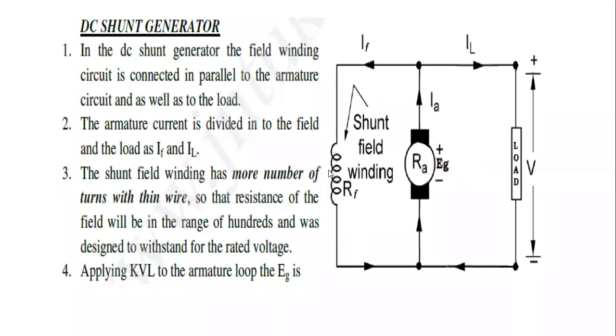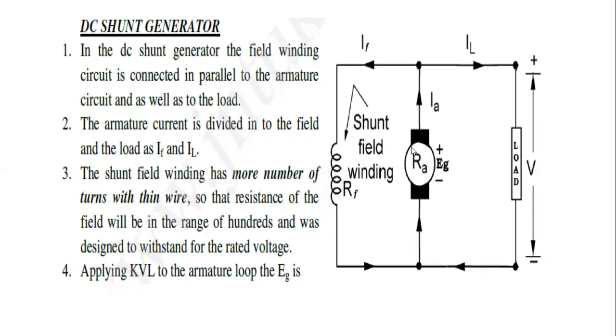Okay, this is the field winding. The field winding and the armature are connected in parallel. Then it is called the shunt connection. There is an electrical connection between the field winding and the armature, and that connection is in shunt. Shunt means parallel. Both are connected in parallel.